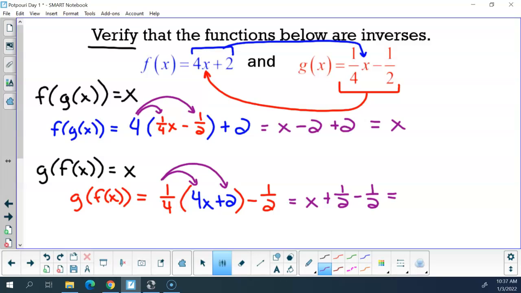Just that. So since now I've showed both of them, now I can say with the backing of math behind me, they are inverses. We just proved that they are inverses. Questions, comments, concerns, clarifications?